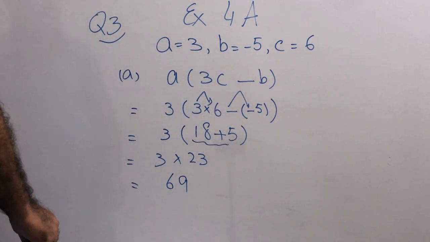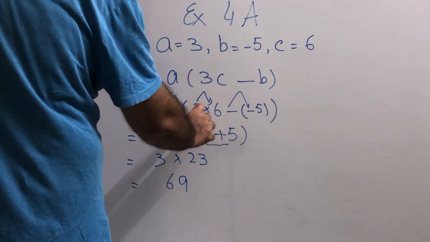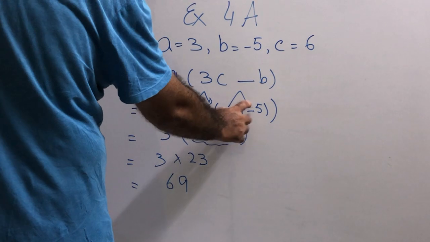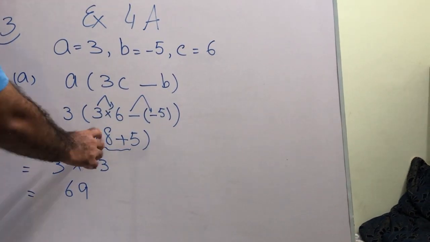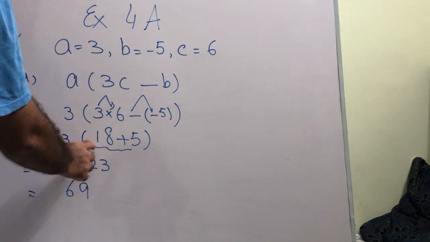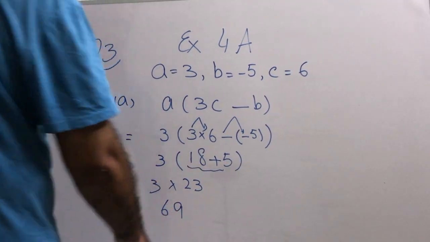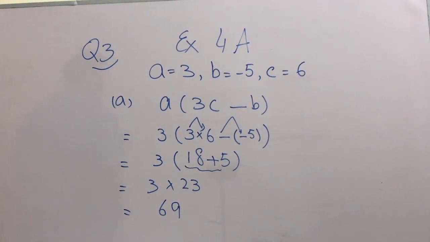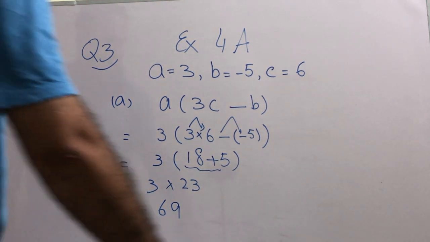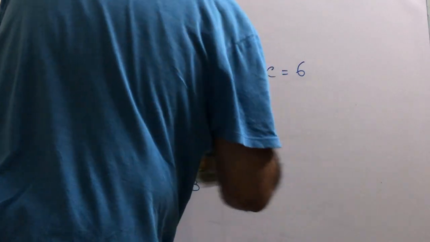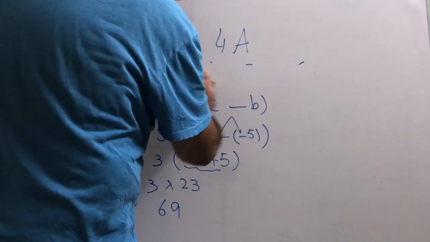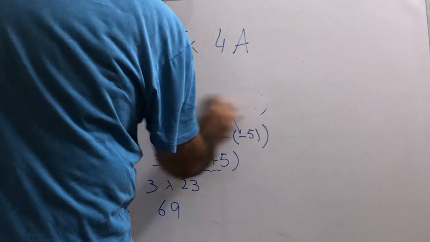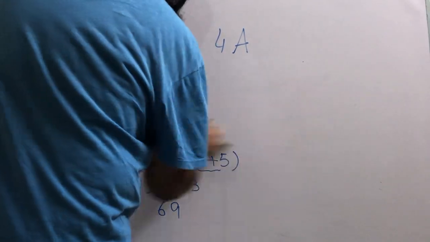Then we solved inside the bracket. 3 into 6 is 18. Minus minus plus 5. Then we solve this bracket. 18 plus 5 is 23. 3 is being multiplied. 3 multiplied by 23 is 69. So 69 is the answer for part A. It was simple, easier. Now we will be moving to part B of question number 3.